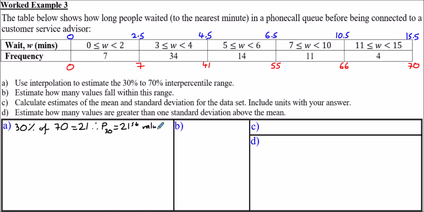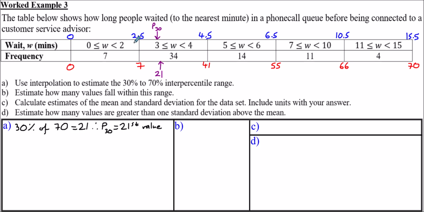So now we can think about whereabouts value 21 falls in this data set. 21 is more than 0, it's more than 7, but it's less than 41. 21 is in between 7 and 41, so we know that P30 must be somewhere in this category here. So the 21st value is going to be somewhere here, and I can label this P30. P30 is the 21st value along. So now we can interpolate to get an estimate for what P30 is.